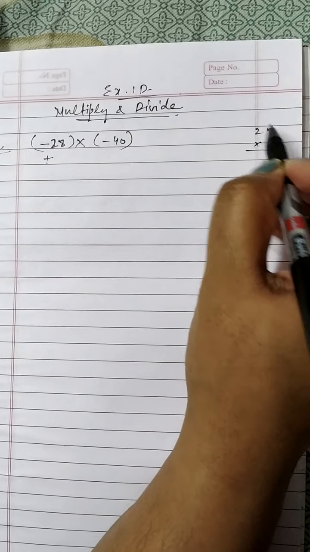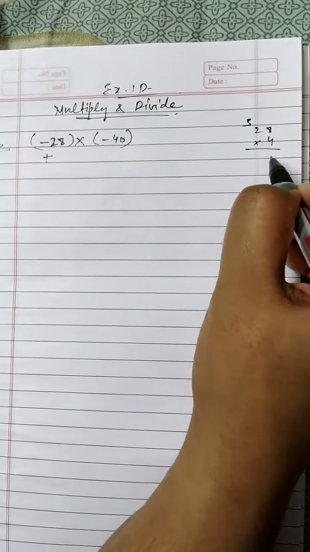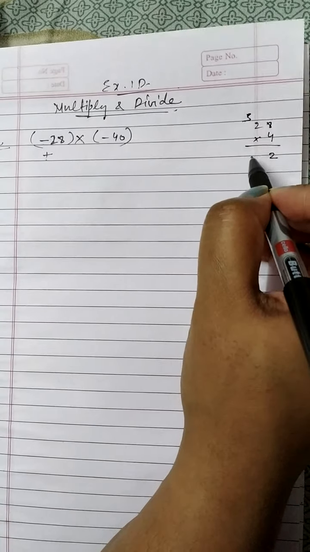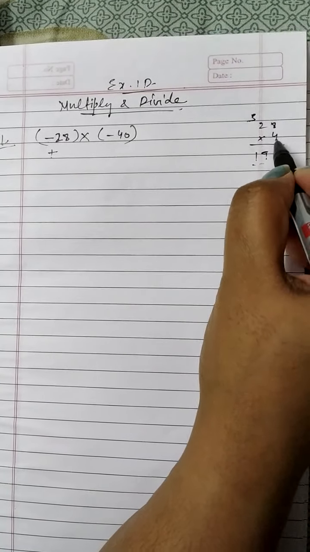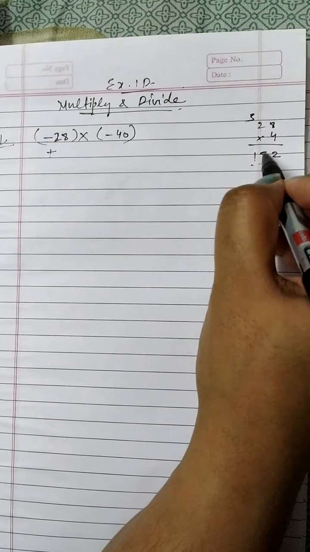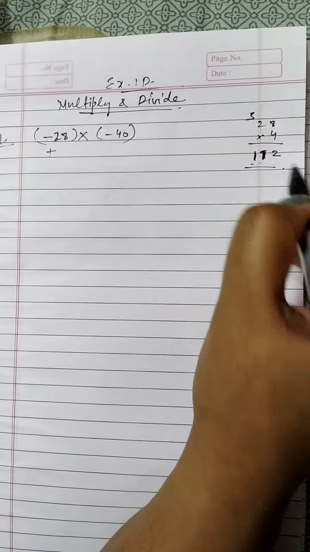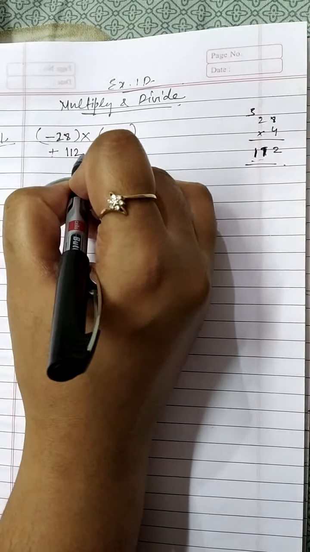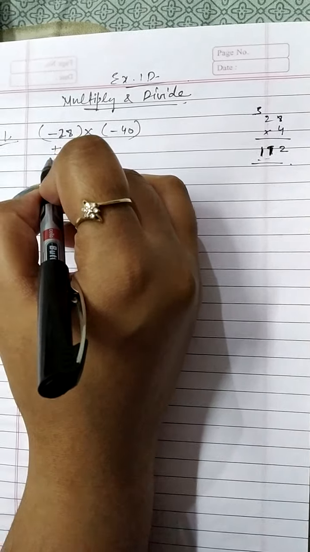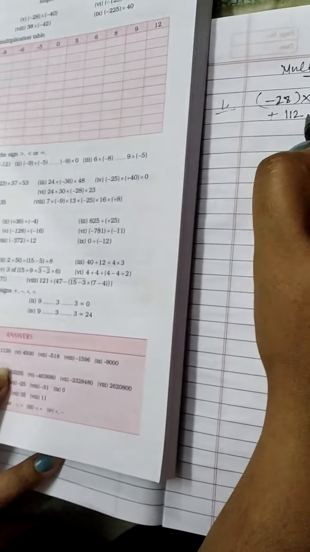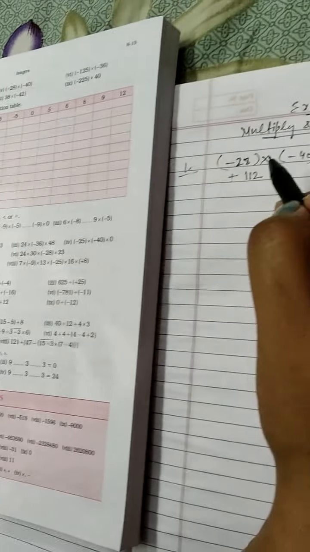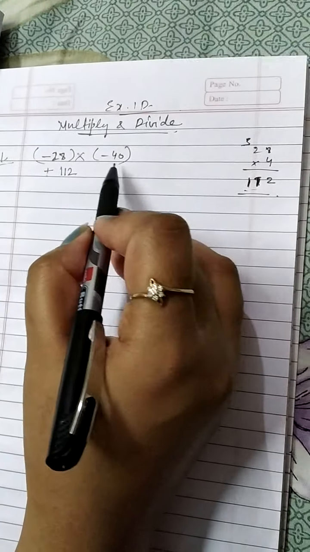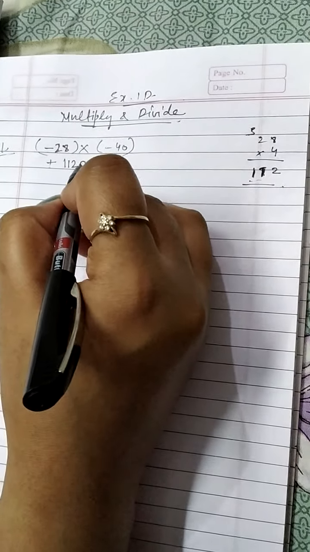So multiplying by 4: 4 8s are 32, 4 2s are 8, 8 plus 3, 11. So this is 112. So your answer is 112. Sorry, not 112. We have to put 0 also here. Why? Because the number was not 4, it was 40. So that is why 0 over here.